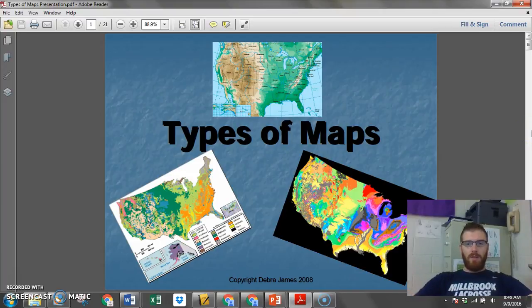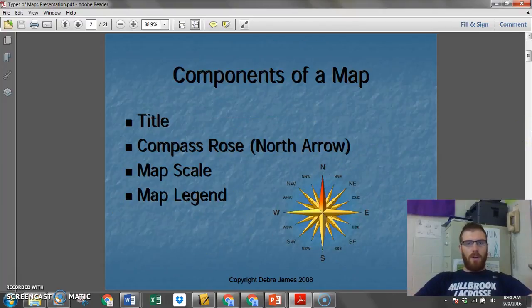Hey guys, today I want to cover types of maps. So first I want to start off with the components of a map. All maps will have a version of these somewhere on them.